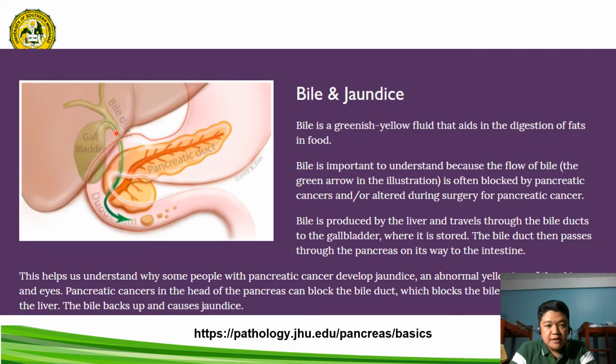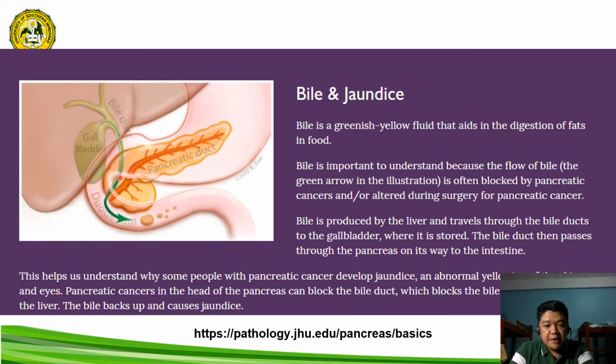This is the bile duct, and it is the duct that transports the bile coming from the gallbladder towards the duodenum. But on its way towards the duodenum, you can see here that the bile duct passes through a portion of the pancreas. So for those individuals with pancreatic cancer, for example, this portion here is being blocked.